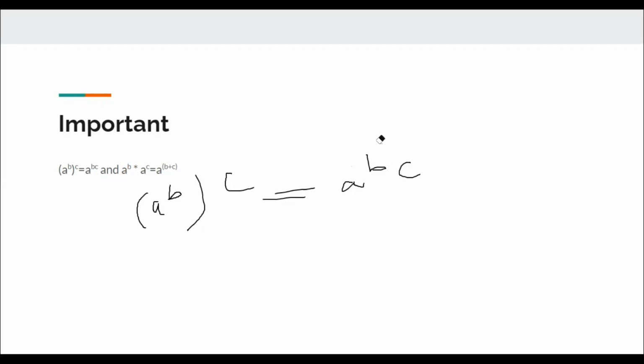I've seen many people confuse this, so it's pretty important to recognize the difference between both of these. a to the power b times a to the power c is not a to the power bc. It's a to the power b plus c.